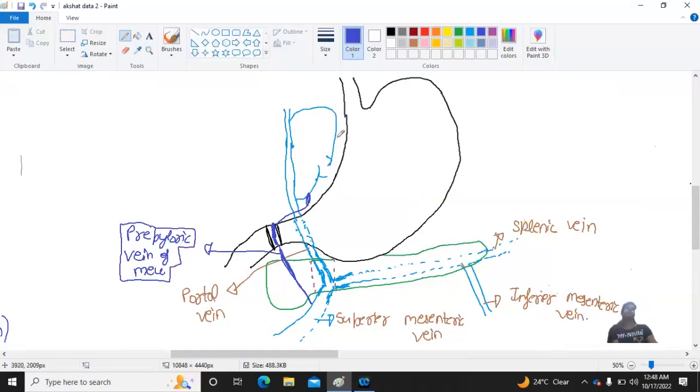Done. So from the lesser curvature, these are the left gastric vein and the right gastric vein. Similar to the arterial circulation, the left gastric vein also gives esophageal branches. We know the splenic vein gives similar branches, called the left gastroepiploic vein, which joins the splenic vein. These are the tributaries. This is the left gastroepiploic vein.